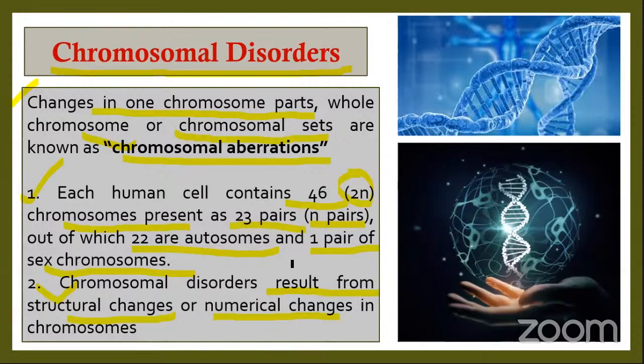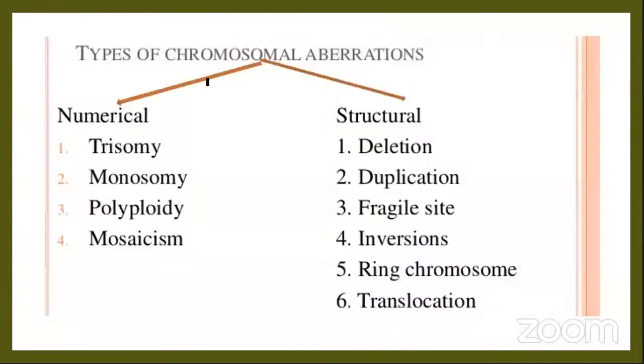So in the polyploidy condition, mostly human beings never exist. That means they die in the womb itself. But in some plants, we see the polyploidy condition. That means they have more than 2 sets of chromosomes. Okay, let's see the types of chromosomal aberrations. That means types of chromosomal dysfunctions.